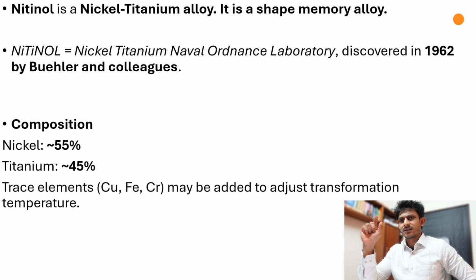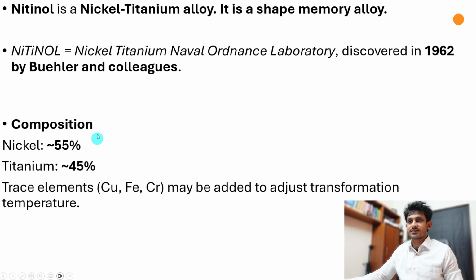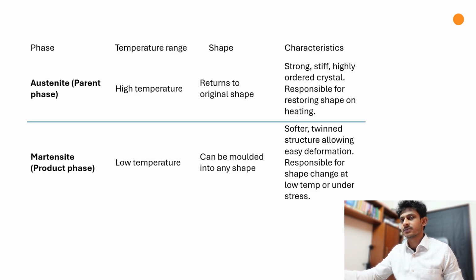So, Nitinol, NITI, is nothing but nickel and titanium, and NOL stands for Naval Ordnance Laboratory, where this metal or substance was discovered by Bueller and colleagues in 1962. The composition consists mainly of 55% nickel and 45% titanium with slight variations, and trace elements such as copper, iron, and chromium may be added to adjust the transformation temperature. So, I'll tell you what that is.